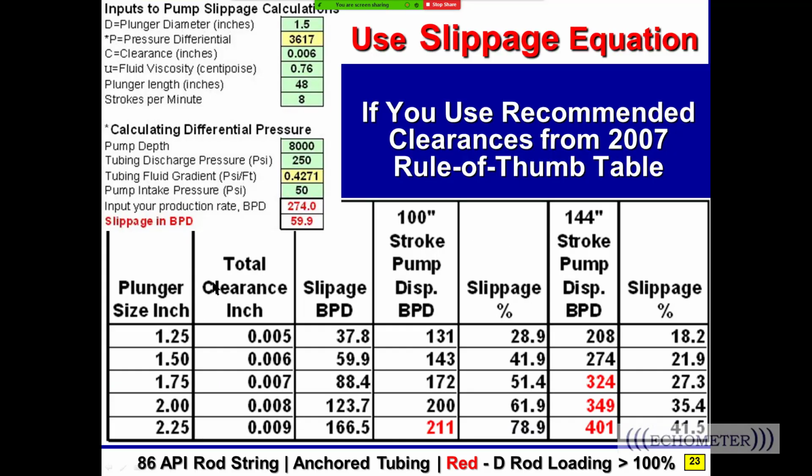So here's the results, and this is basically why I wrote the paper in 2012: if you use that table, and here's the calculations, you can put them in a spreadsheet and repeat them. Here's the pump clearances, and so here it says if you use a 2 1/4 pump with 9 thousandths clearance, you'll have a pump displacement of 211 barrels per day, where you'll lose 79% of your pump displacement to slippage.